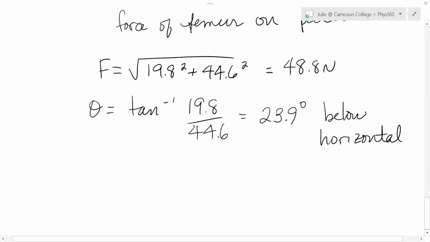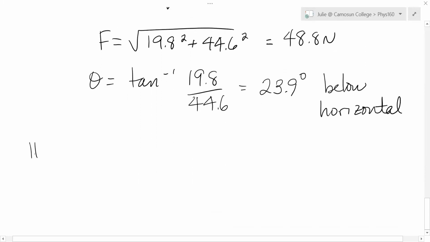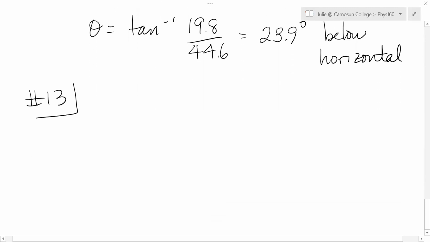Okay, well, let's just carry on and do number 13. And it's exactly the same situation. We'll only do part A. Don't worry about part B. Part A is difficult enough for number 13. It's the guy hanging from two hands.